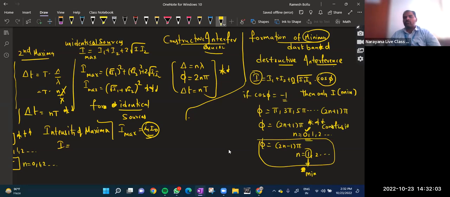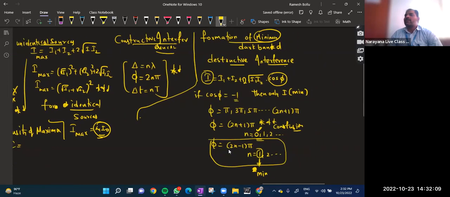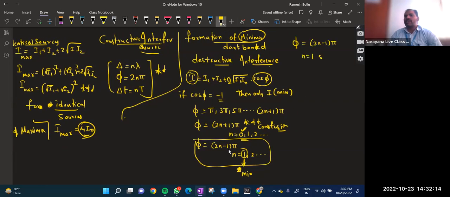So throughout my lecture, I will take phase difference equal to 2n minus 1 into pi only. Means n equal to 1 means everyone can easily understand first minima. But here 0 will come, no? You are using number 0, but first minima you are telling, no? So confusion will start. So I will take 2n minus 1 into pi. N equal to 2 means which minima? Respond. Second minima, and so on. Correct or not?